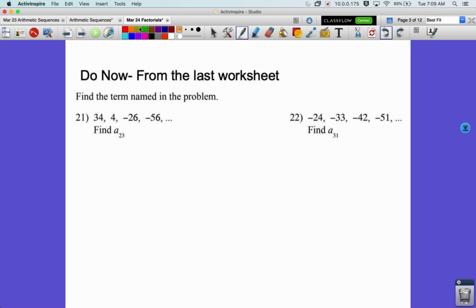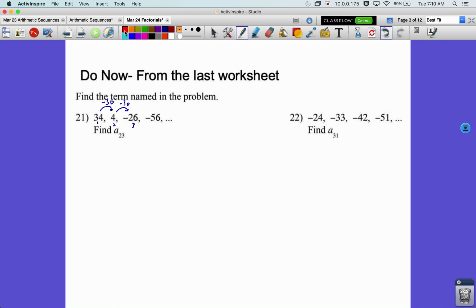So let's just recap our last lesson a little bit by doing 21 and 22 from the last worksheet really quickly. Problem 21 gives us the start of an arithmetic sequence and asks us to find the 23rd term. That little subscript there means find the 23rd term. We know this is arithmetic because as we move from number to number, we're adding the same amount each time. We are adding a negative 30. And if we just keep adding a negative 30 all the way out to the 23rd term, this being the first term, the second term, the third term, what do we get?